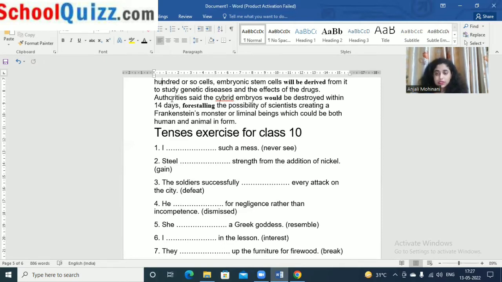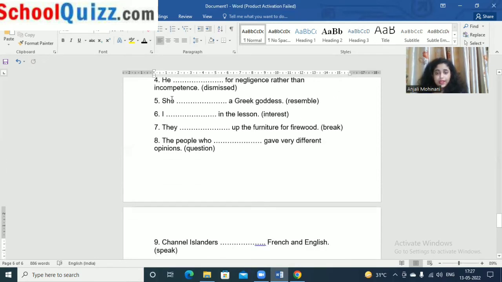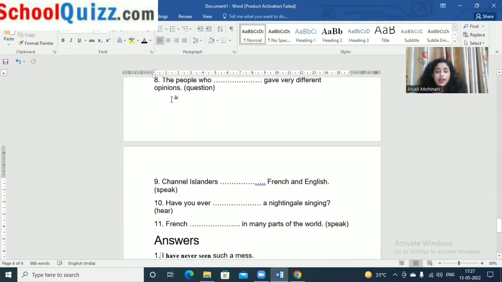So I will show interest like that. You have to put some verbs in it so that it will be a complete sentence. They dash up the furniture for firewood. Break. The people who dash gave very different opinions. Question. Channel Islanders dash French and English. Speak. Have you ever dashed a nightingale singing? Here, so have you ever heard a nightingale singing? You have to change the verb. You have to change the tense. Last one: French dash in many parts of the world. Speak.